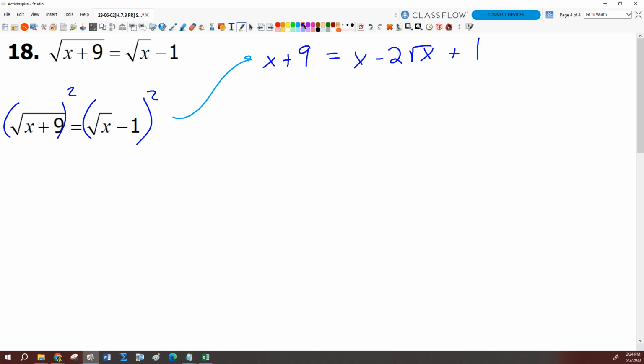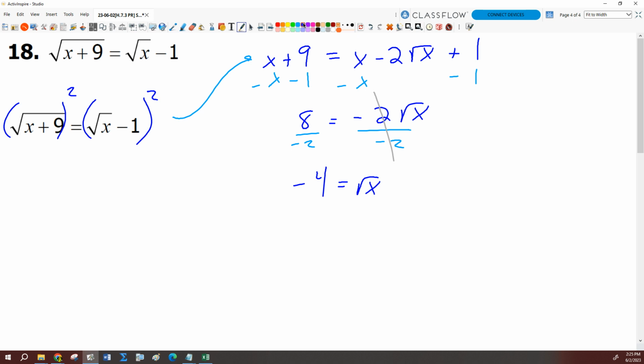So where do you think we have to go from here? Isolate that square root and then go through the same process, right? Okay, so to isolate that one, we're going to subtract x from both sides, and we're going to subtract 1. And we get 8 equals negative 2 square root of x. Divide by negative 2. And those cancel. And then we get square root of x equals negative 4.